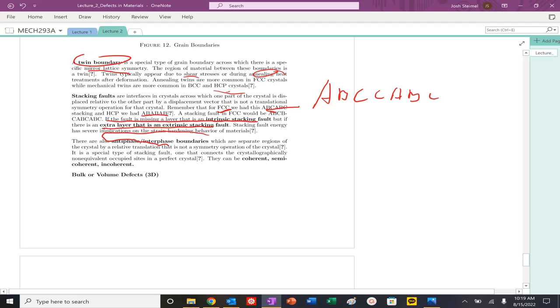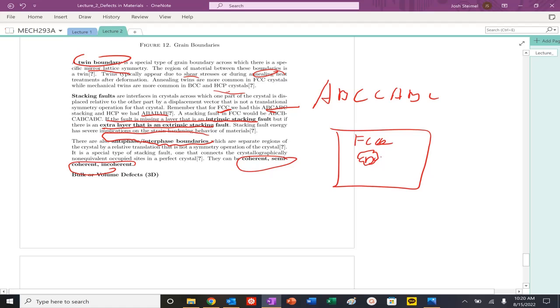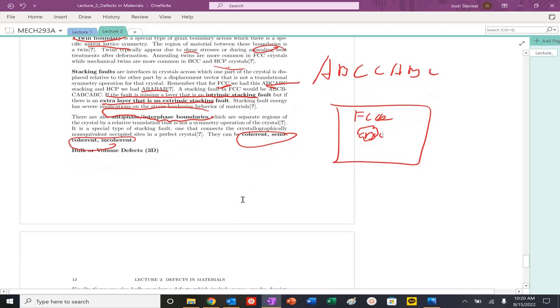Excellent. You can also have antiphase boundaries or interphase boundaries. Very similar to when you're trying to integrate different structures. So if I have a matrix of FCC and then I have a little part of BCC right here, a little precipitate, you're going to have those antiphase or interphase boundaries. So those are the majority of the 2D defects that you're going to see and encounter in this class. And then next time we'll get into bulk or volume 3D defects.